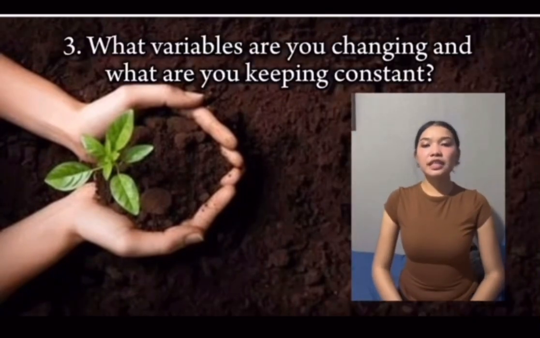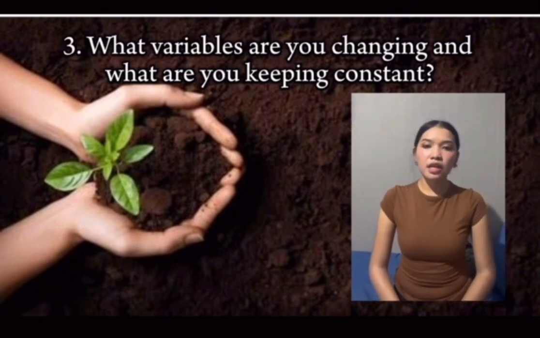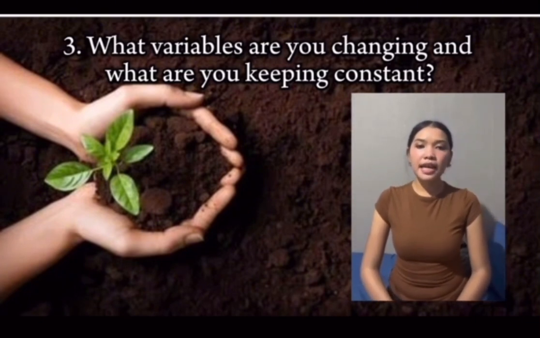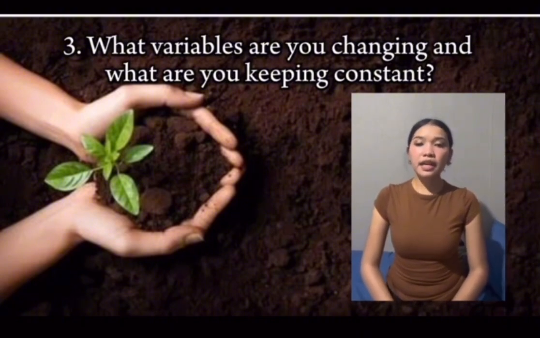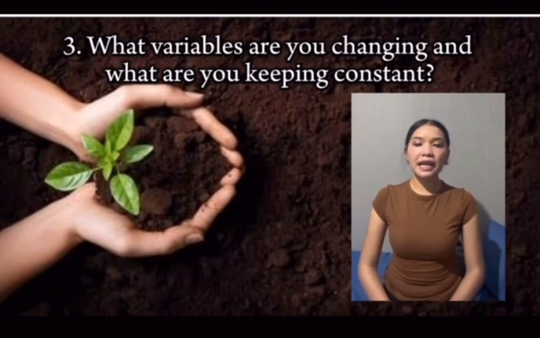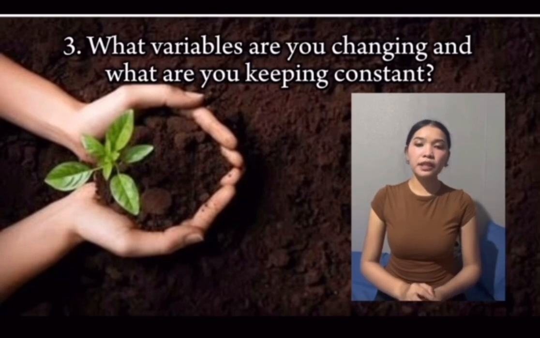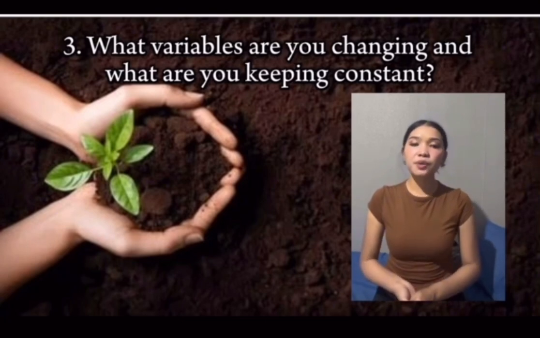So the third question is, what variables are you changing and what are you keeping constant? The first is the changing variable, the independent variable: the intensity or the duration of light. The second is the constant variables. These are the same type of spring onion plants, equal amounts of water and fertilizer for each plant, and the same soil and pot size. And lastly, they have similar environmental conditions, for example, the temperature and the humidity.